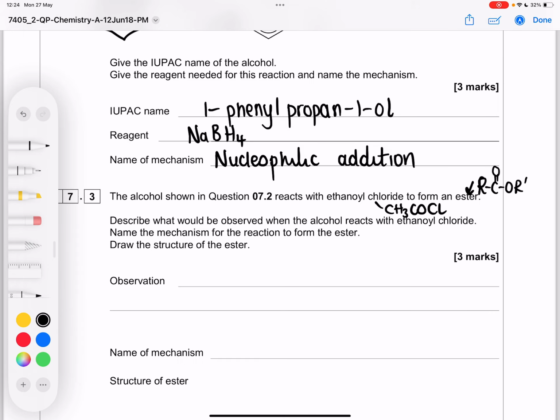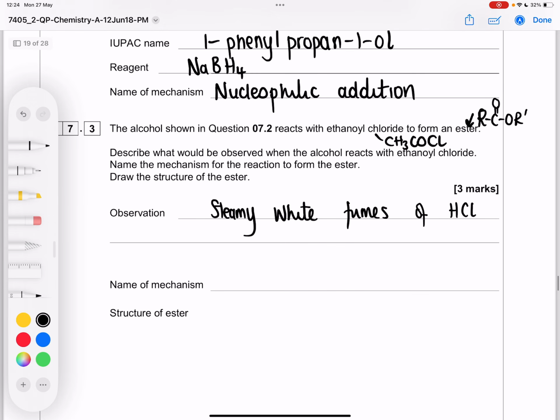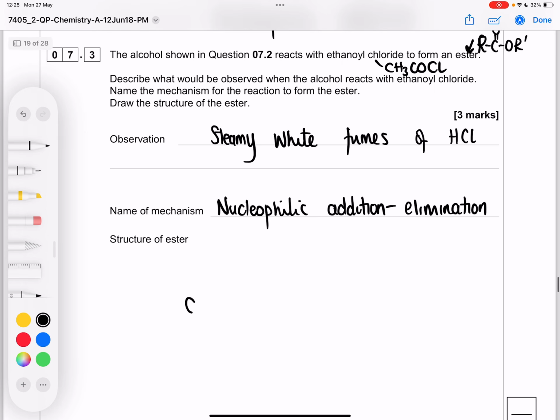What would you see? Well, because we're using an acyl chloride, then our other product will be HCl. So we're going to see steamy white fumes of HCl. And the mechanism that acyl chlorides undergo is called nucleophilic. So the alcohol is the nucleophile. It adds to the acyl chloride, and then we eliminate the HCl. So nucleophilic addition, elimination. So our acyl chloride loses the Cl, and we're going to add the alcohol.